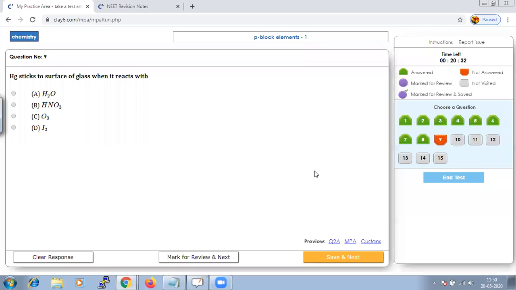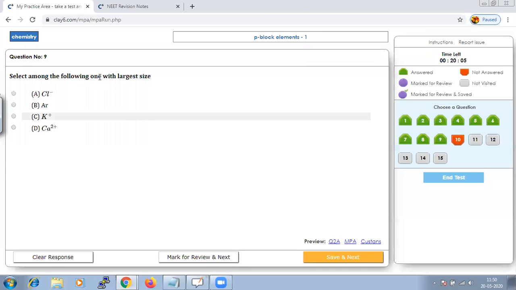It is a concept called tailing of mercury, in which basically mercury is oxidized by O3 to Hg2O. Hence, we can say that it sticks when it is being oxidized by O3. Hence, our option C should be the right answer. Let us save and go to next.